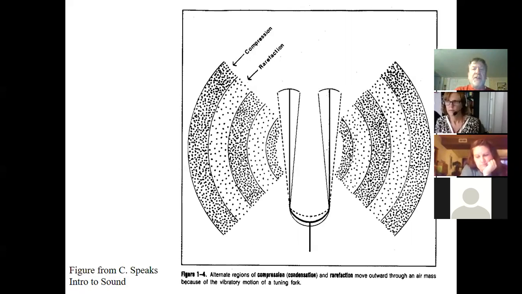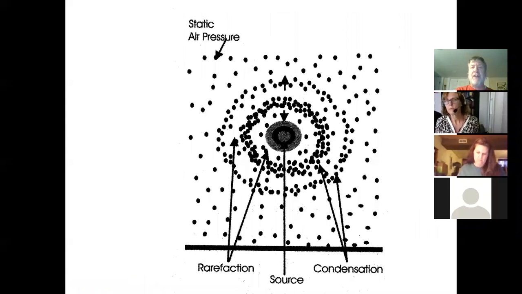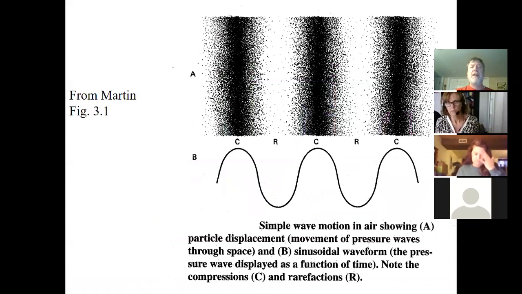The squeezing together, they sometimes call it compression. Sometimes they call it condensation. Same thing, condensation, compression, and the separation is the rarefaction. So one compression or one condensation and one separation make one wavelength. And I'll show you what a wavelength can look like. A wavelength, have a look at this picture here.